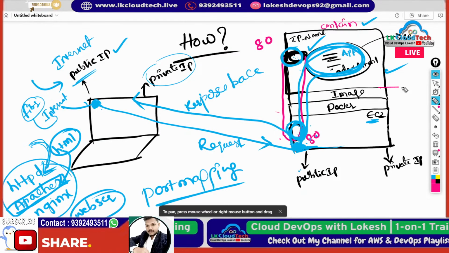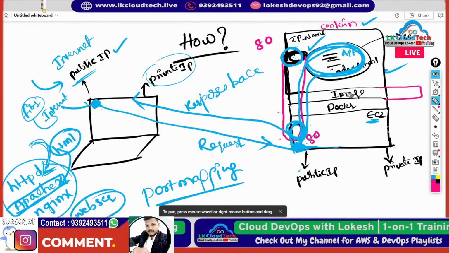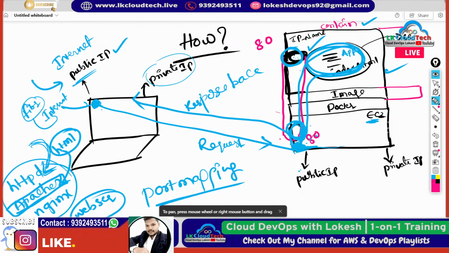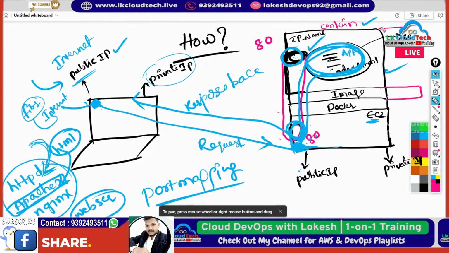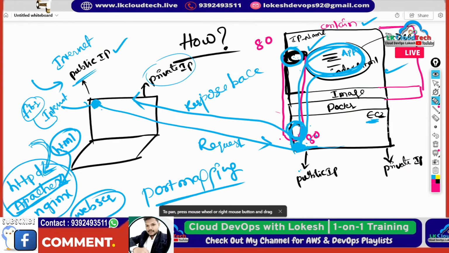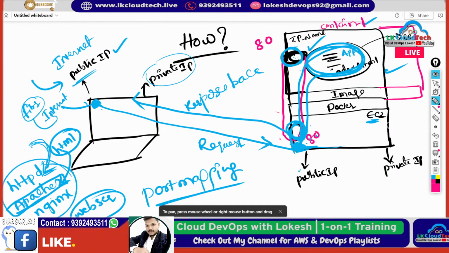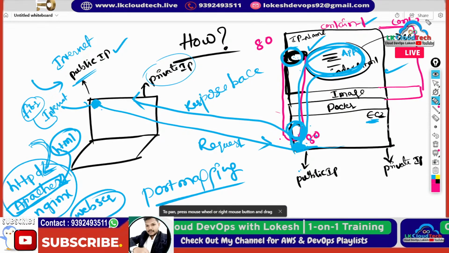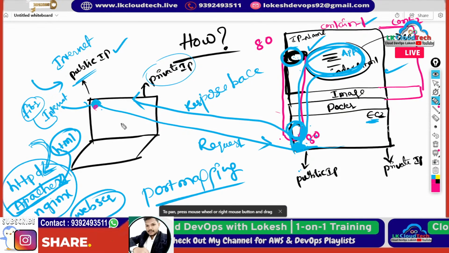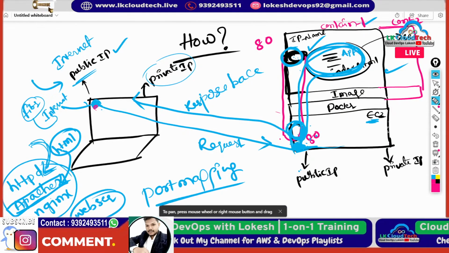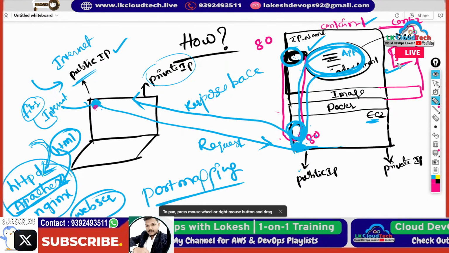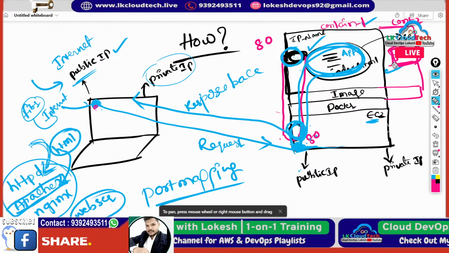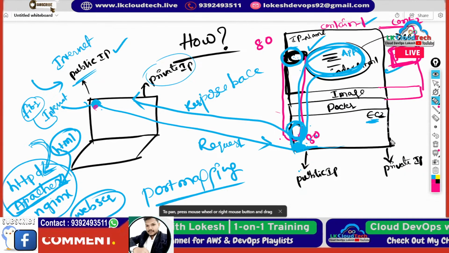So let me extend this. This is the same image, correct? On top of this, I'm going to create another container here. This is container one and this is container two. I want to access this container's application, which is a Java related application. How? This is the question.